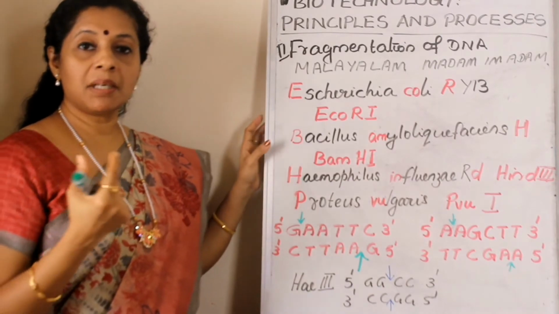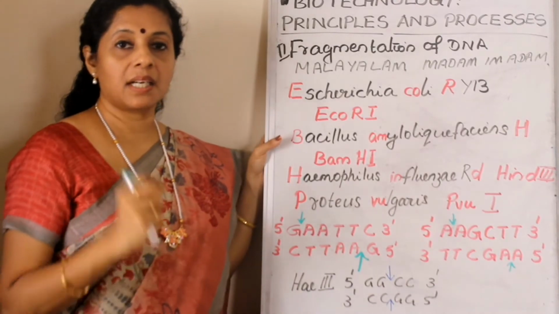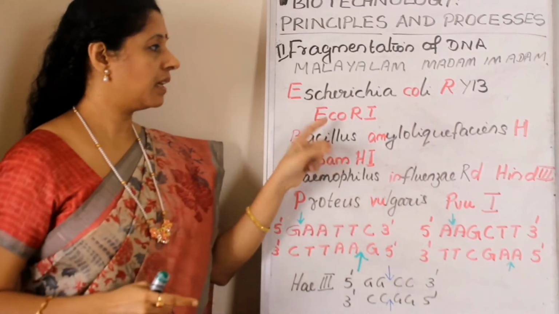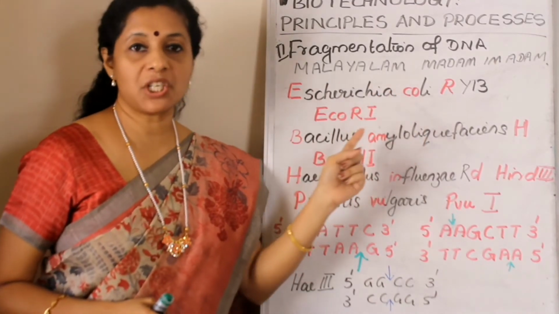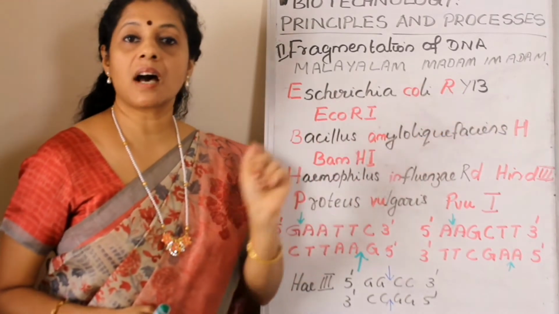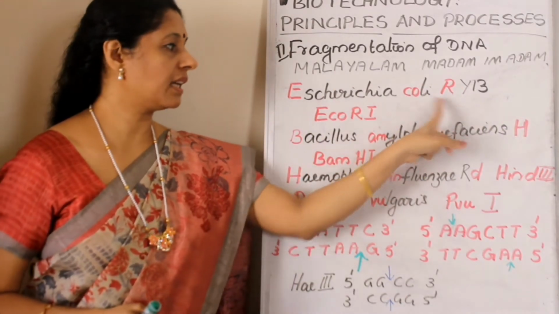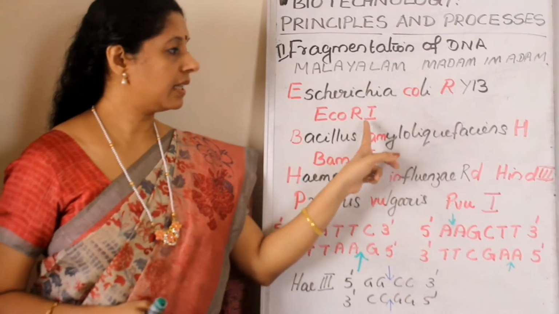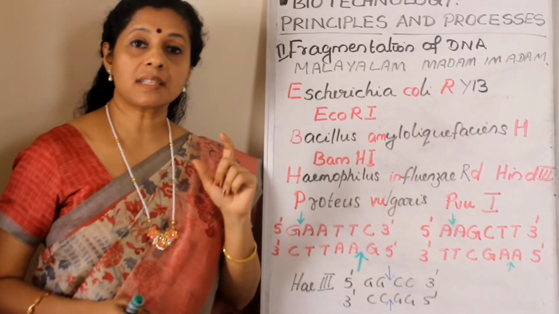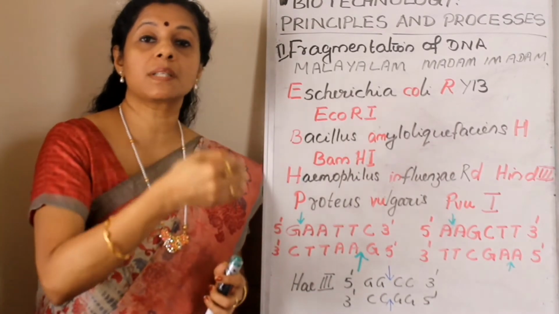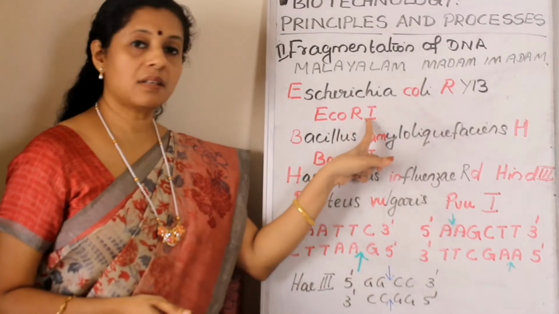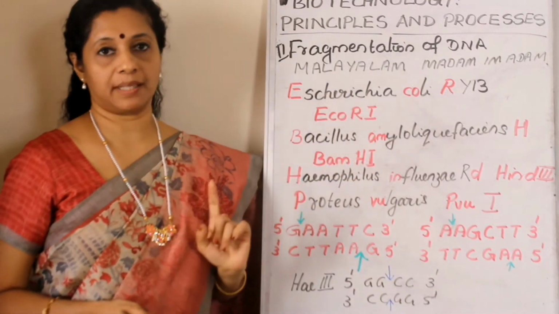When we are naming the enzyme that we obtain from that, we take the first letter of the genus name, that is E. The first two letters of the species name, CO. Then the strain name is RY13, from which the first letter R is taken. Then there is a Roman numeral, that is 1 here. This 1 stands for the order in which it was found in the bacterium. So this is the first one found in Escherichia coli.